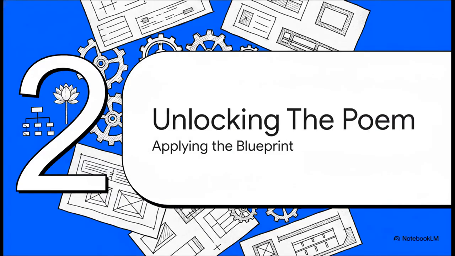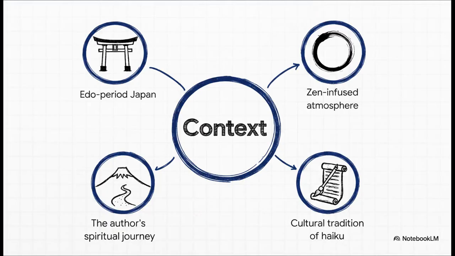Okay, so now for the fun part. Let's take this C4 blueprint and apply it to Basho's haiku. Let's see what happens when we start to peel back the layers. First up, layer 1, context, the big picture. You see, this poem didn't just appear out of nowhere. It was born in Edo period Japan, a time and place deeply steeped in a Zen atmosphere. It's also a tiny window into Basho's own spiritual life, and it's part of this huge cultural tradition of haiku. That's the world this poem breathes in.